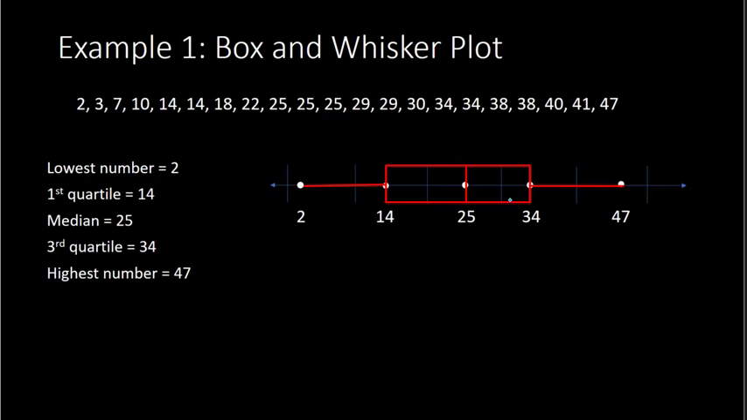So I've created my box, and then I create these whiskers going from the quartiles to the highest and lowest number. So I see a whisker here going from the third quartile to the largest number, and then this whisker, or this line segment, going from the first quartile to the lowest number. So this is called a box and whisker plot because I have a box and I have whiskers on the outside.